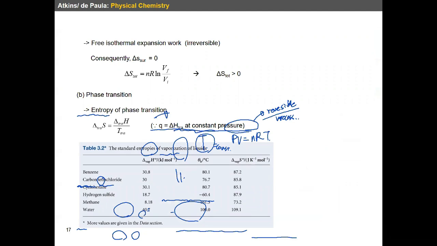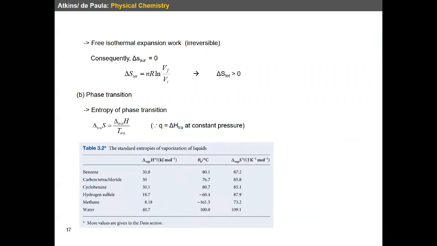But what about this free isothermal expansion work? If there is no boundary and this is an irreversible process, then delta S surrounding will be zero, right? Because there is no heat energy transferred to the surroundings. And this is zero.